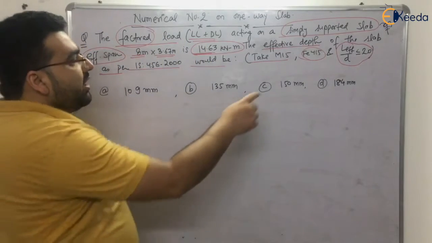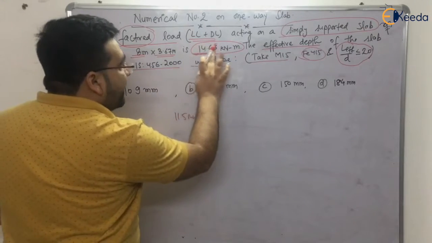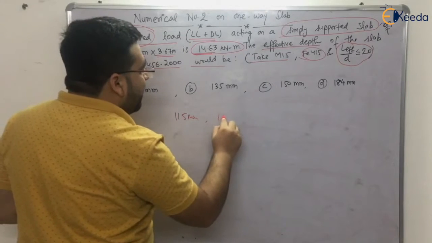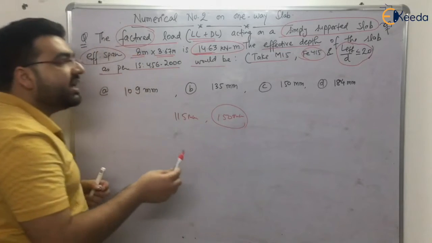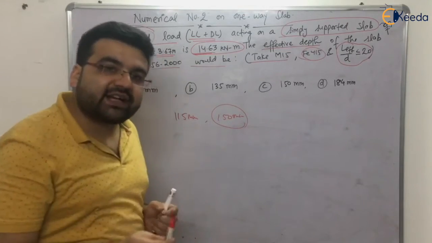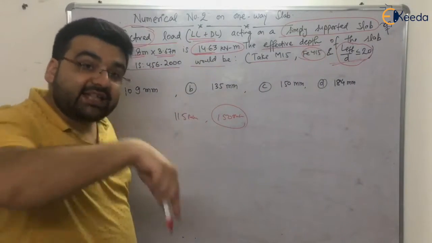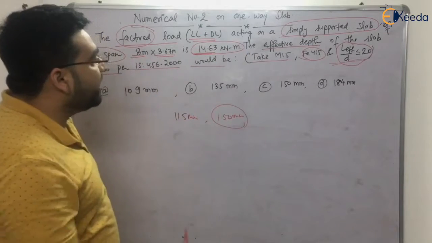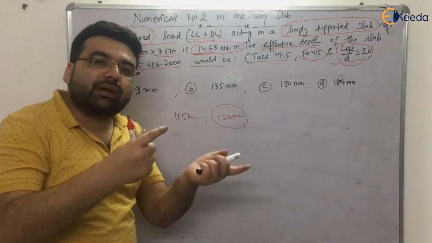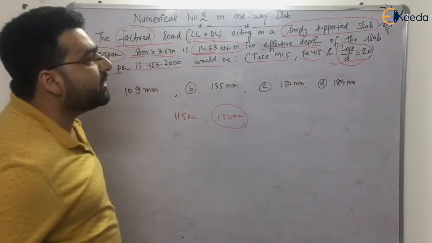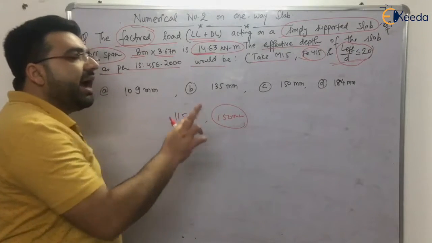So suppose that by this we are getting 115 mm, and by the moment criteria we are getting a depth of 150 mm. Which one will we adopt? We will adopt this one. It means that we have to check the effective depth both with the deflection control criteria as well as the moment criteria, whether that much effective depth can resist the moment or not. If it cannot resist the moment, then there is no point in providing the effective depth as per the deflection control criteria. Clear?